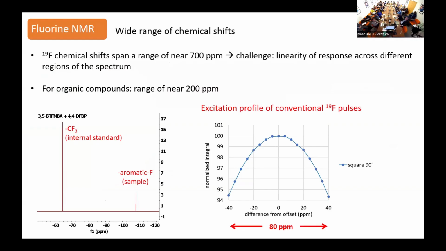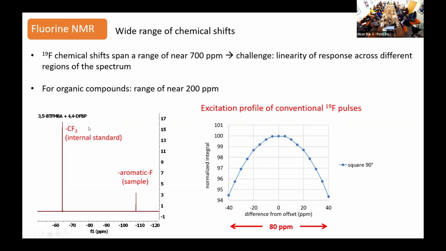So this large range of chemical shift at the same time is good to avoid overlapping peaks, but it's a challenge because we should ensure that the response is linear across different regions of the spectrum. So the fluorine spectrum has near 700 ppm. If we focus on organic compounds, then we will find around 200 ppm.